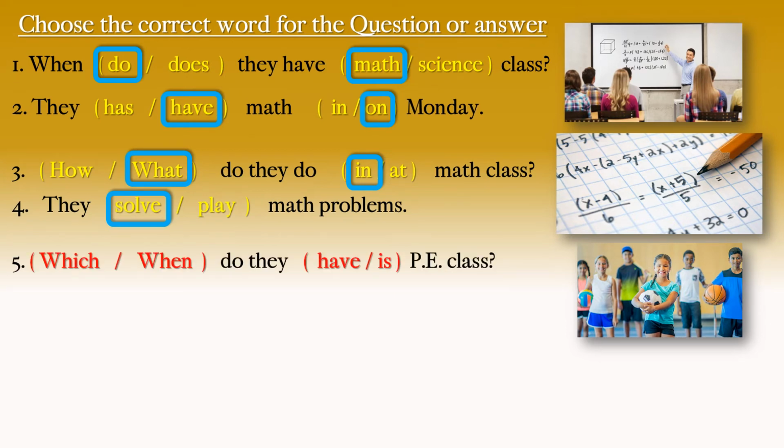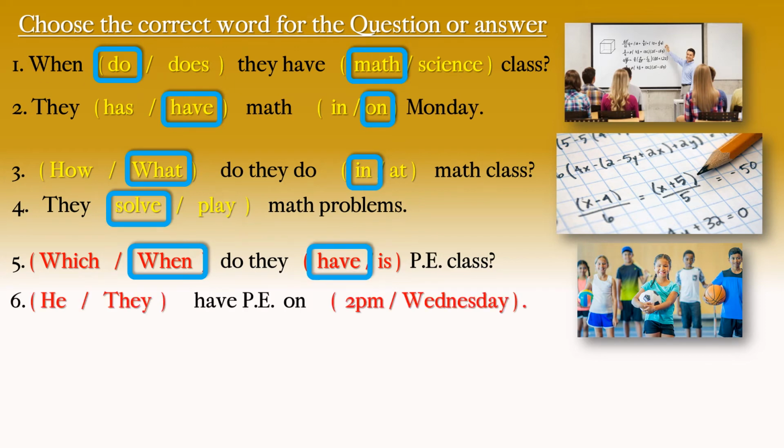Number 5. Which, when do they? Now, are we learning the question which in unit 7? No. So it must be when. When do they? PE class. When do they? I think this one's easy. Oh, there's when. Sorry, I keep forgetting. Yes. When do they have PE class? Yes. And the answer?